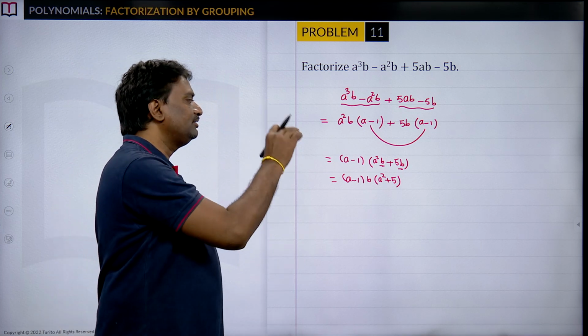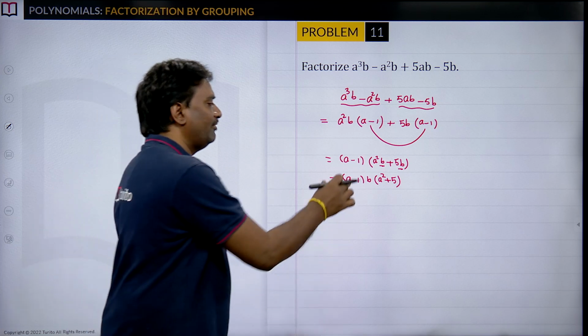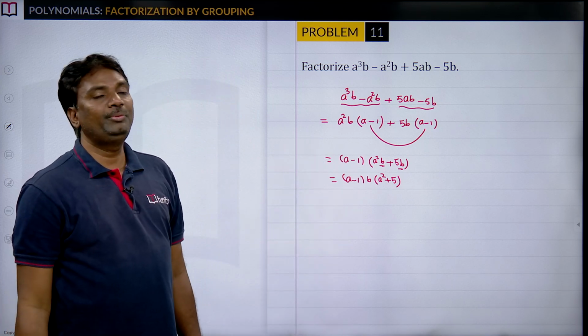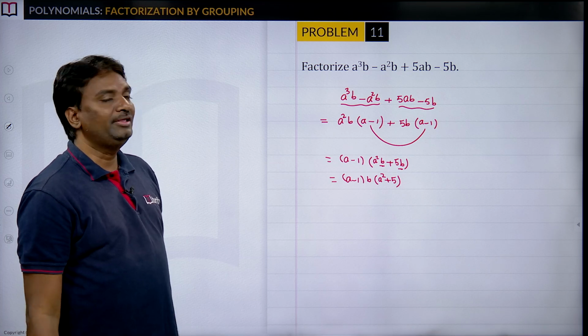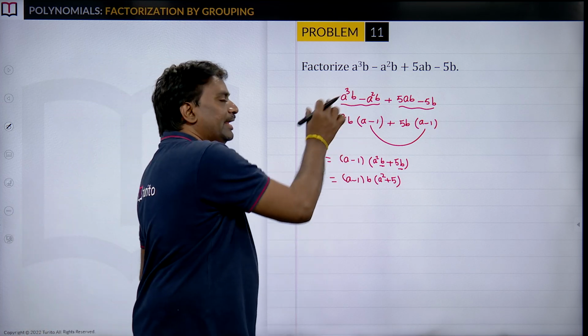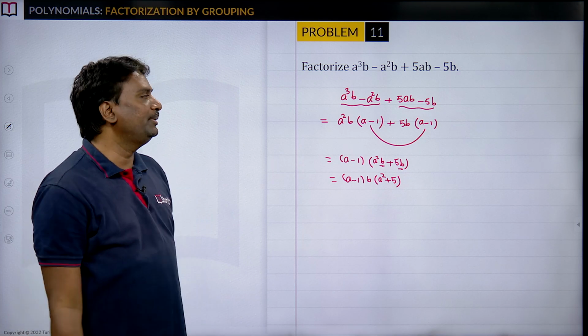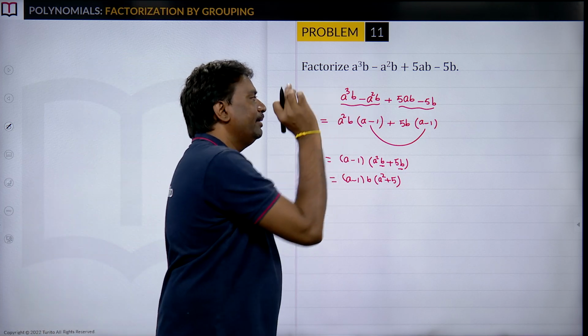So, we can express the given polynomial as the product of factors like this: a cube b minus a square b plus 5ab minus 5b. Take the first two terms and take a square b as common. So, we got a minus 1.